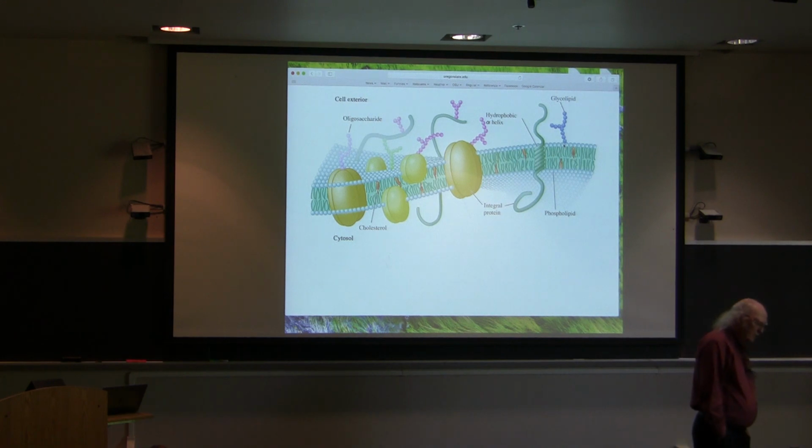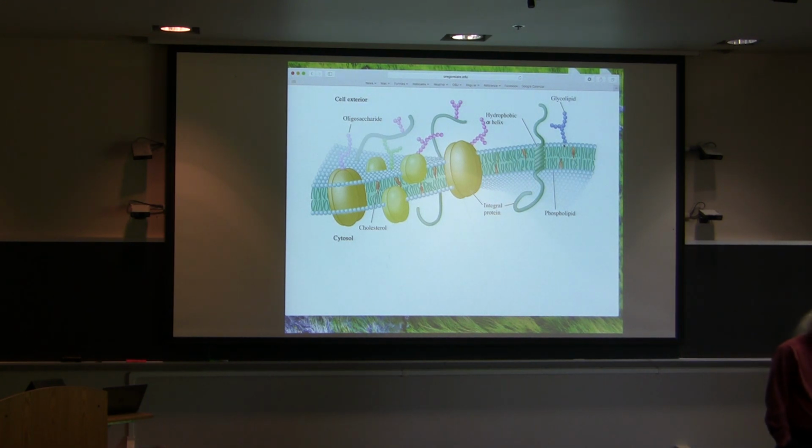So carbohydrates on the surface of cells frequently are identity tags. That's correct. And so they're involved in blood typing. They're involved in tissue rejection and transplant rejection, things like that, yes.